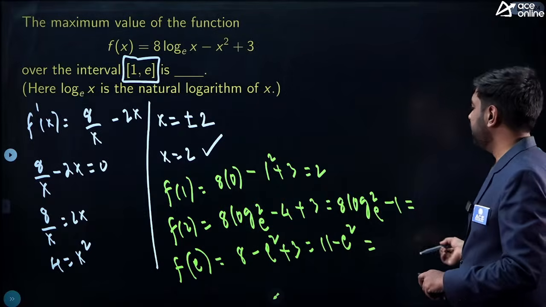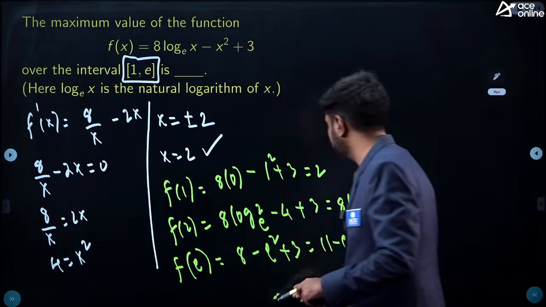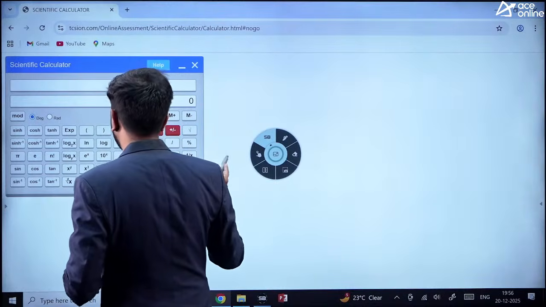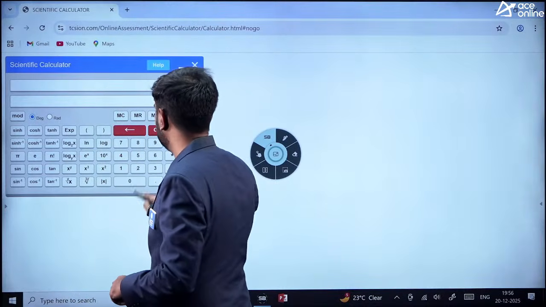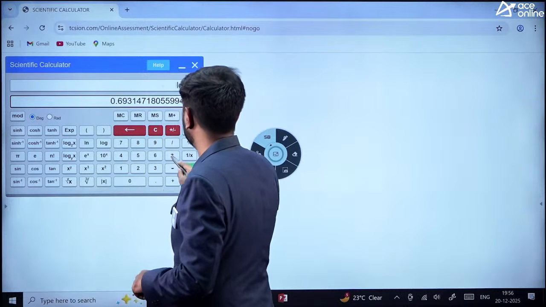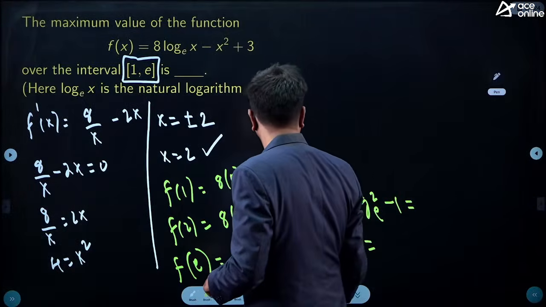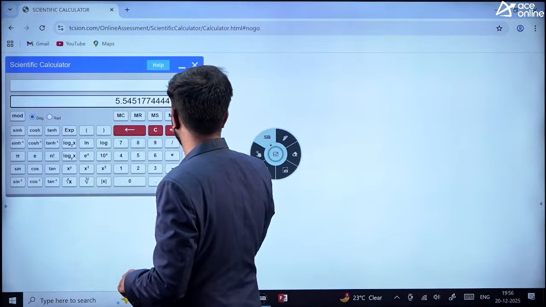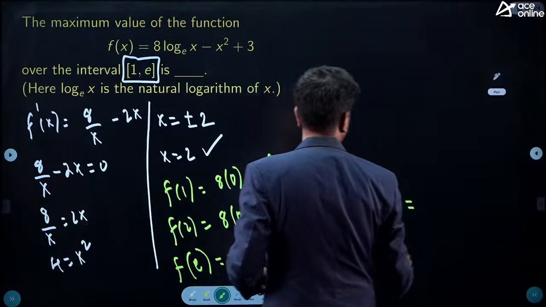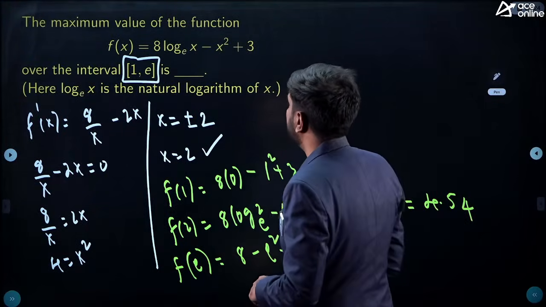Can you people provide the decimal values for this? Let me also find it meanwhile. 8 log, so log to the base e, which is ln. So 2 ln, this is now log 2 into 8. Then minus 1. I got 4.54. Okay.